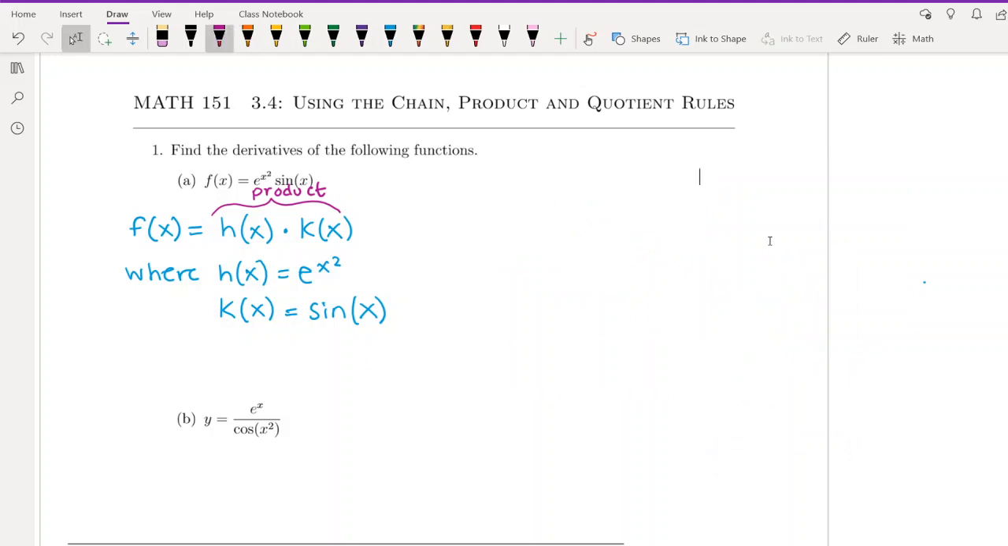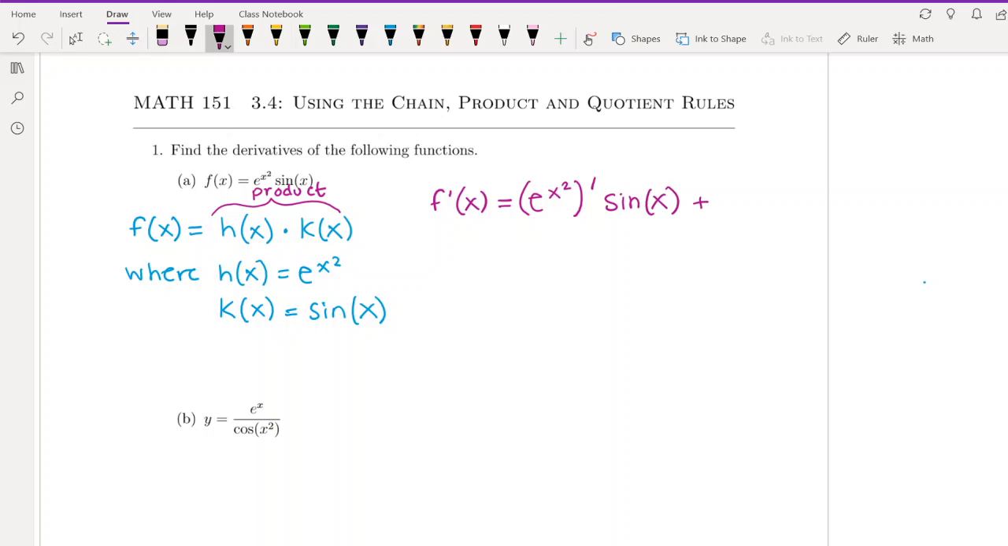So we would start by using the product rule, right? And so we would say, okay, f prime of x is equal to, and so this is where, again, that placeholder notation I think is really useful. So how does the product rule work? Well, you're supposed to take the derivative of the first function. So I'm going to write e to the x squared prime times sine of x. And then to that, we're supposed to add, now we take the derivative of the second function. So I'll say sine of x prime times e to the x squared.